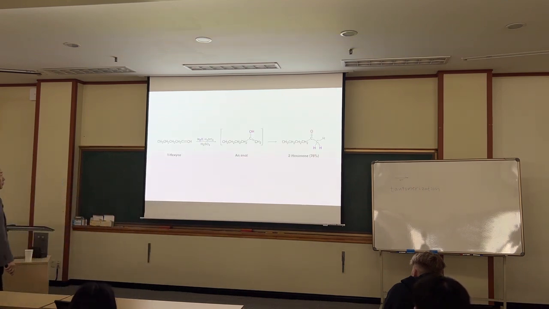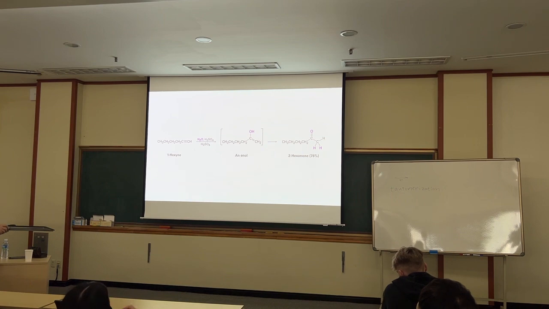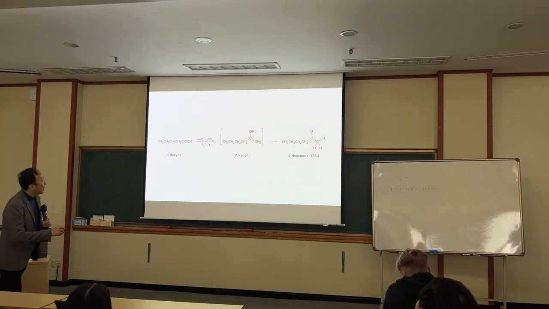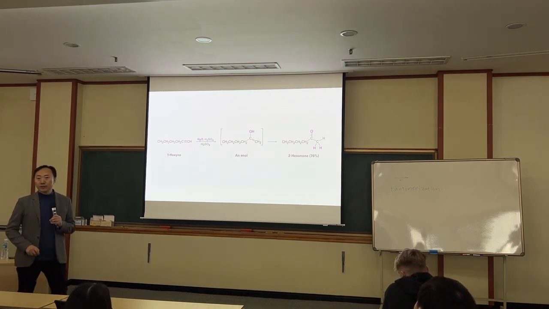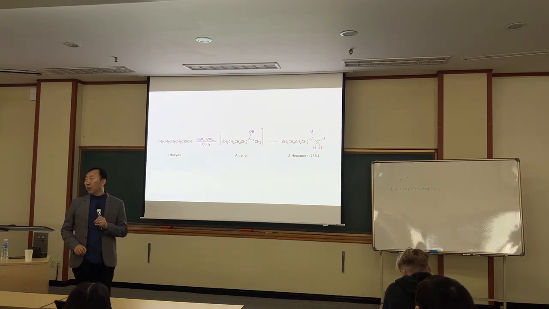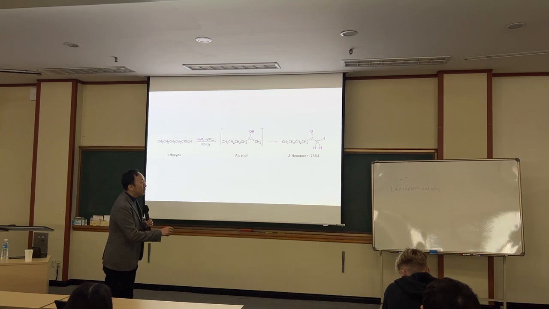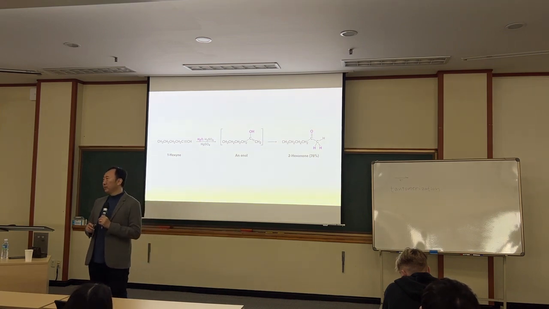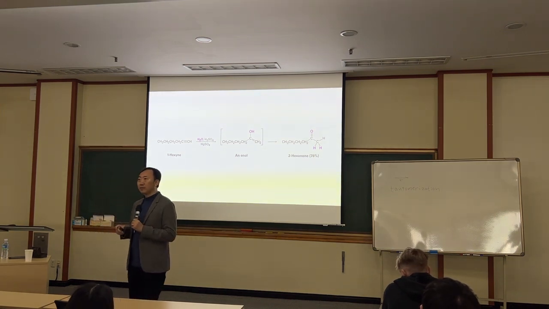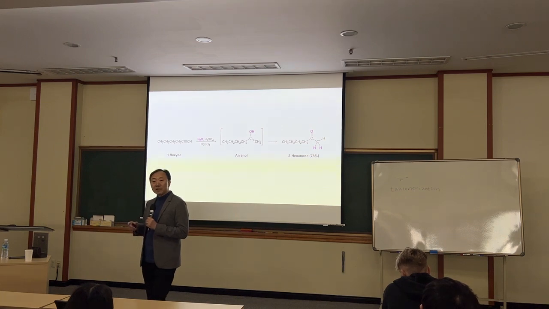So let's go back. Now the first product is the Markovnikov hydration product. Hydrogen added here, OH added here. Now this is an unstable isomer, an unstable tautomer, the enol form. This form can quickly rearrange to form this keto form. So that is the product.